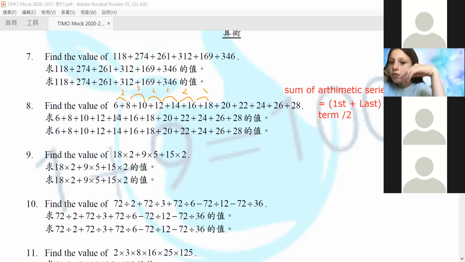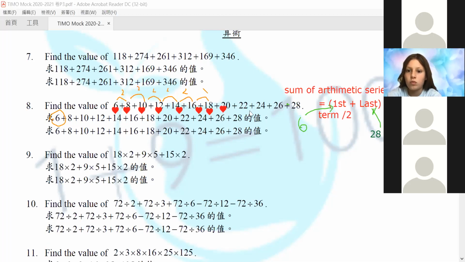So in here, what is the first number? The first number is 6, right? So this number is 6. How about the last number? The last number is equal to 28, right? So we write that down. My drawing is not good enough, so let's use our print instead. The first number is equal to 6, the last number is 28. Number of terms, how many numbers are there in this series? We can count it immediately, right? 1, 2, 3, 4, 5, 6, 7, 8, 9, 10, 11, 12.